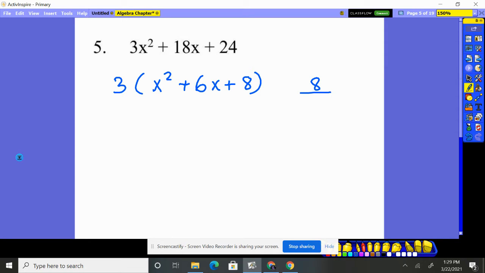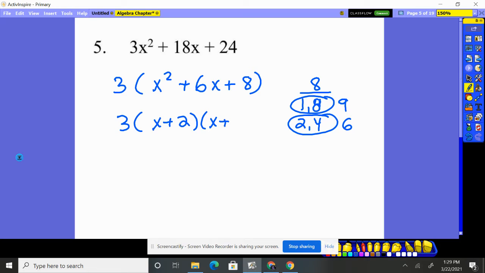So what are the things that could have multiplied together to give us that 8 on the back side there? 1 times 4? No. 1 times 8. 2 and 4. Yeah, that was a mistake. My mind slipped. Sorry. We need to make them create a 6 in the middle. That's going to be my 2 and 4. These would create a 9 in the middle. These create a 6. So we want the 2 and 4. So 3's out here. And this trinomial breaks down to an x plus 2 times an x plus 4.